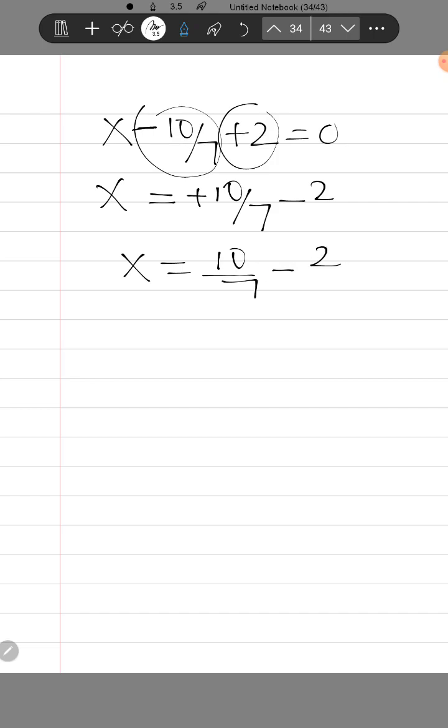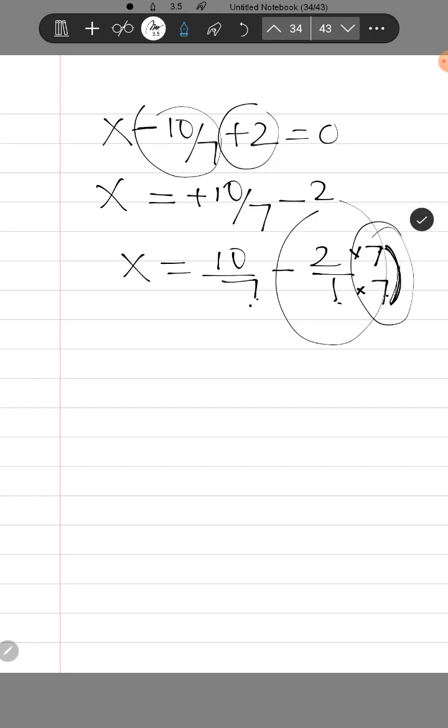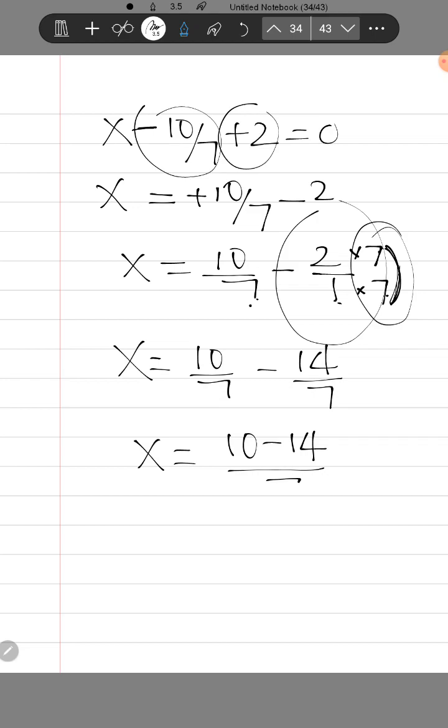To do this subtraction, the denominators have to be the same. One is 7, one is 1. We cannot do it at this stage. What we have to do, we multiply both numerator and the denominator of this number, which is minus 2, by 7. As we are multiplying by the same values, it is just like 1. We are multiplying a number by 1, so the value will not change. So x is equal to 10 over 7 minus 14 over 7. x is equal to 10 minus 14 over 7, which is minus 4 over 7.